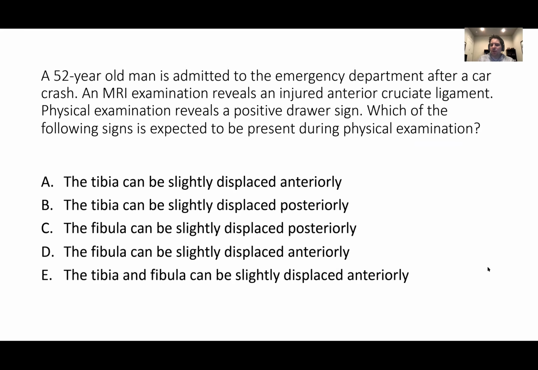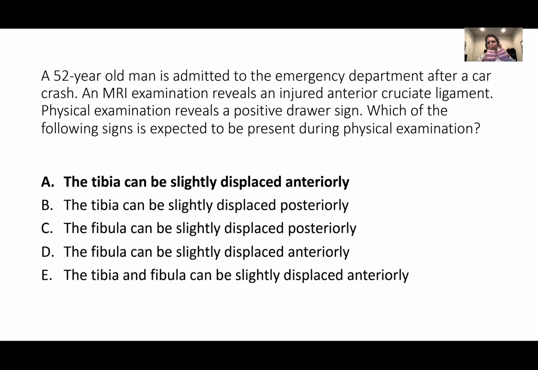Yes, so just a question. Yeah, so an injury to the femoral neck will give compromised blood supply to the head. All right, good. So injury to the anterior cruciate ligament prevents anterior displacement. So this positive drawer sign means it's being displaced anteriorly.